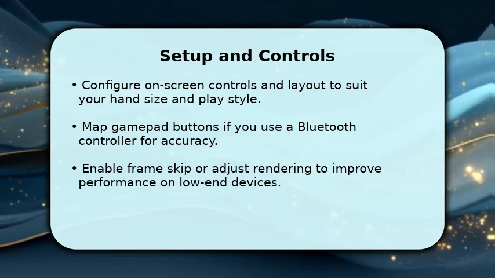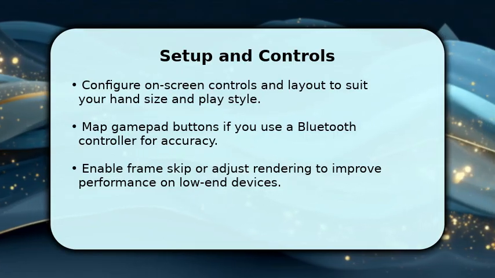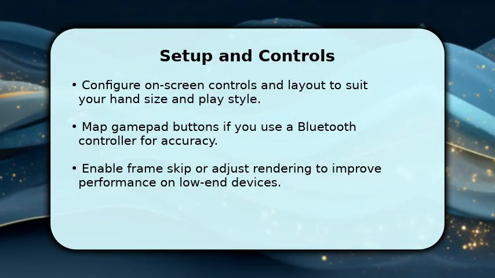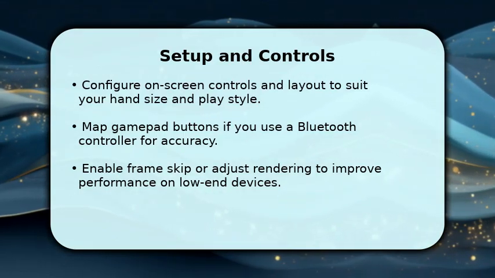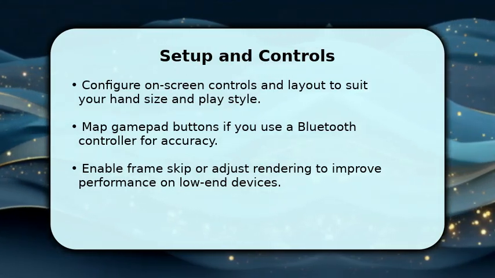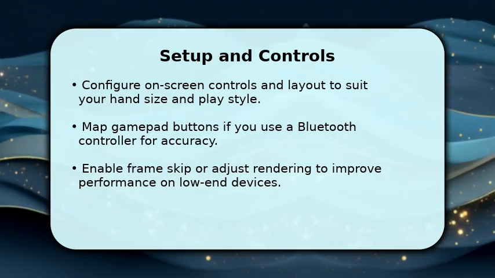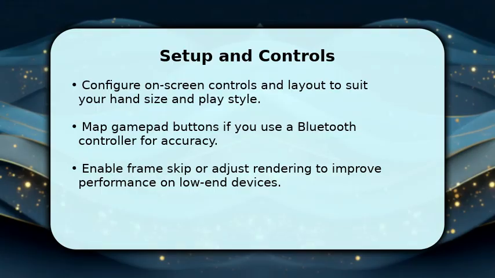First, customize control layout and button size to match your fingers and screen. Next, pair a Bluetooth controller and map buttons for comfortable play. Explore performance toggles like frame skip, audio latency, and rendering backend to match your device speed. I will also explain save states versus regular saves and how to load them reliably for uninterrupted sessions.